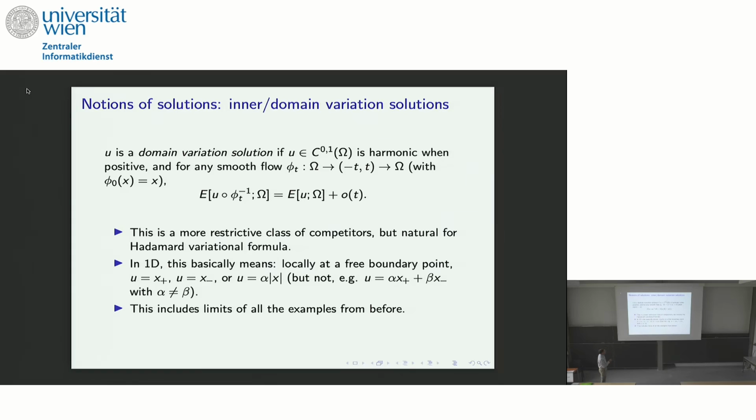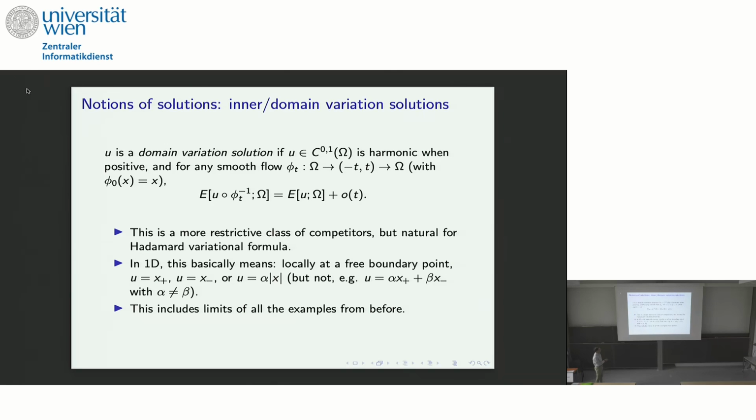In 1D, what this is saying is that the things we like, the regular solutions, the half space kind of solutions, are domain variation solutions, and so are any multiple of absolute value. So for a singular free boundary point in 1D, what it says is the slopes on the two sides have to match. That's what this notion is saying.